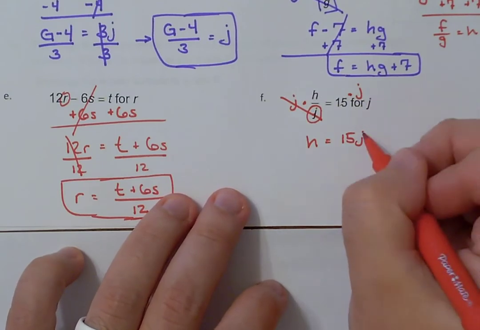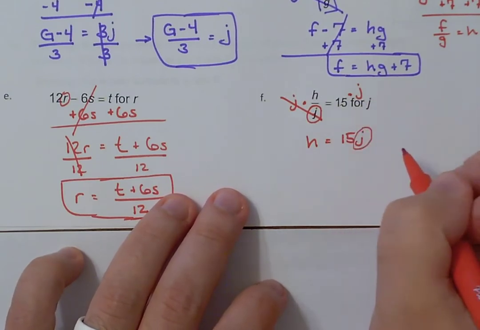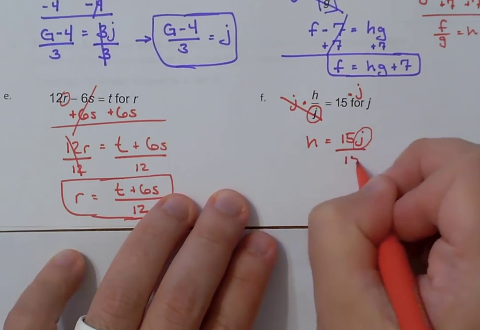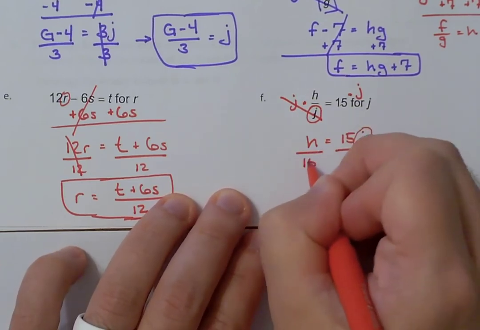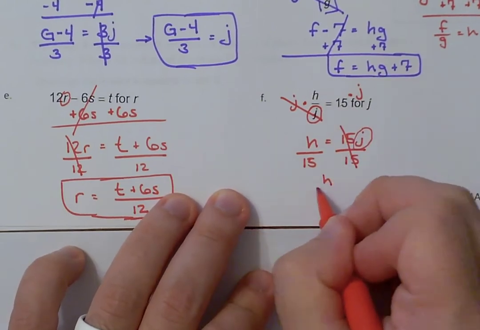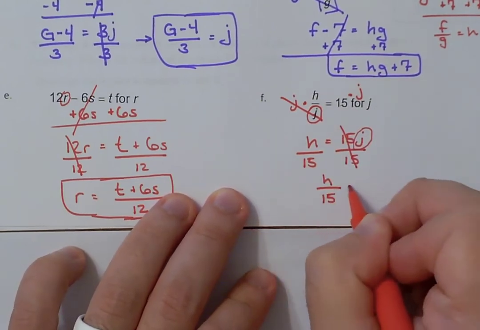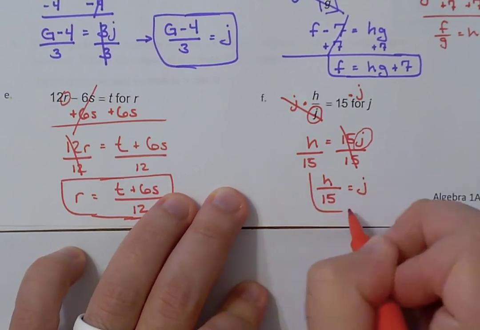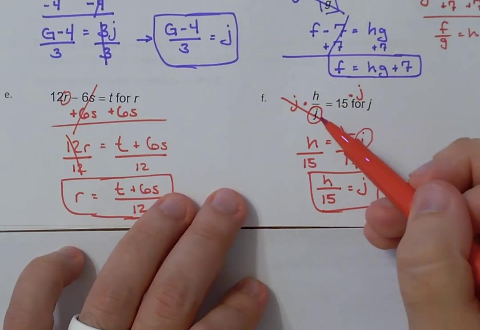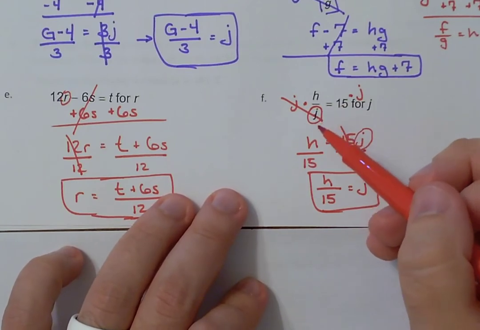Now, I need to solve for j, as we've talked about. This is 15 times j. So all I have to do now is just do what I'm used to, which is divide. The 15's cancel out, and we get h over 15 equals j. So please be careful when your variable is on the bottom, what you're trying to isolate.